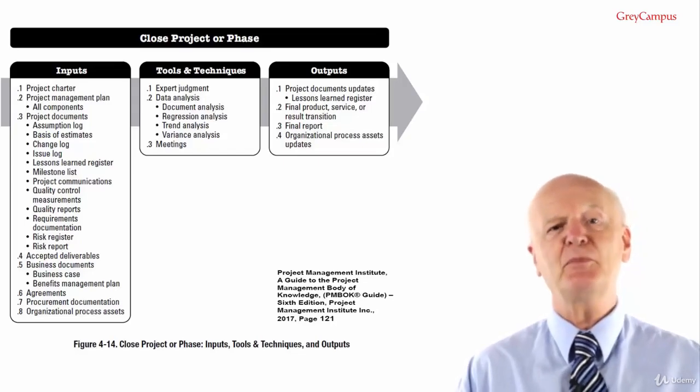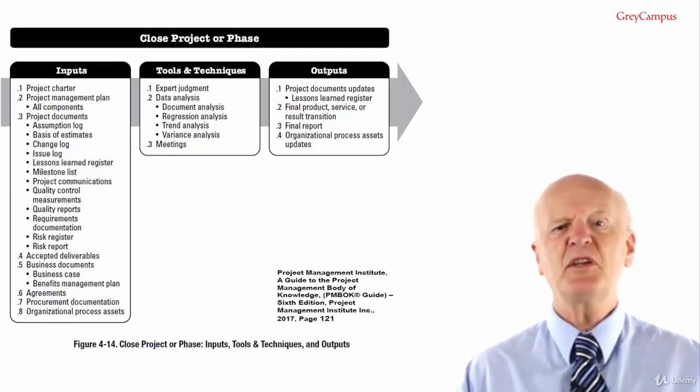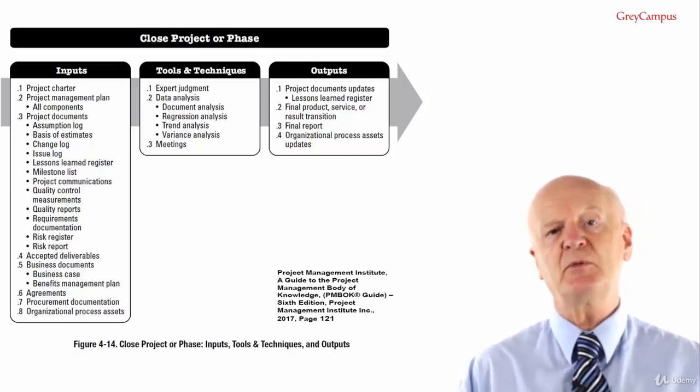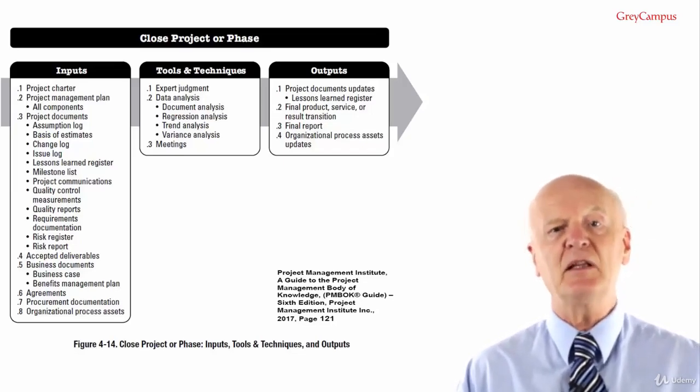Close-out project phase outputs. Number 1, project document updates. All project documents may be updated and marked as final versions as a result of the project closure and archived in the organization's record management system.